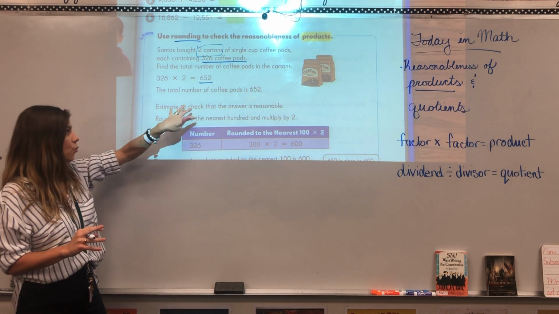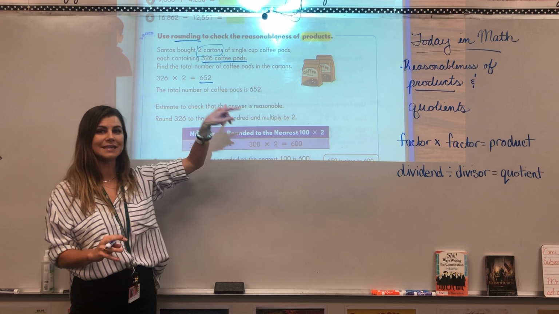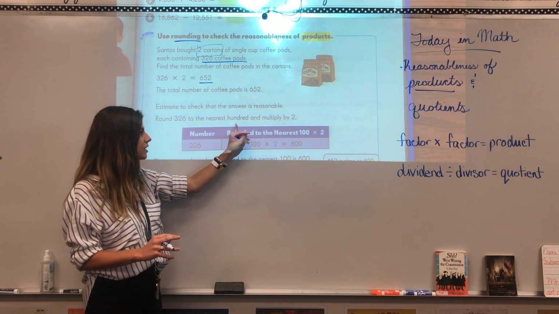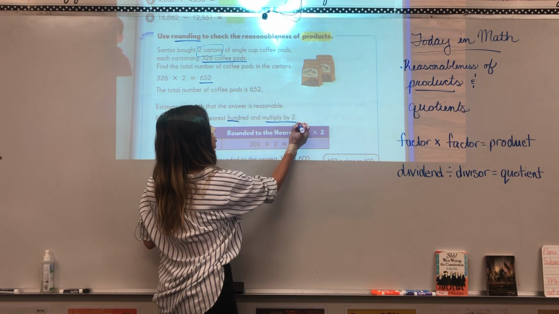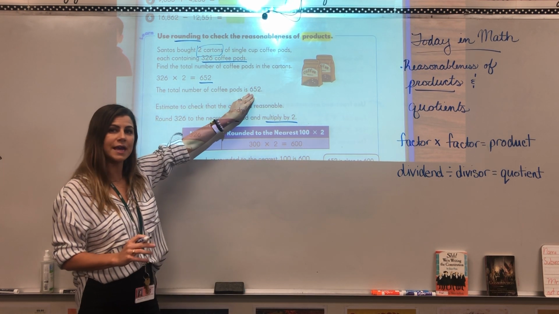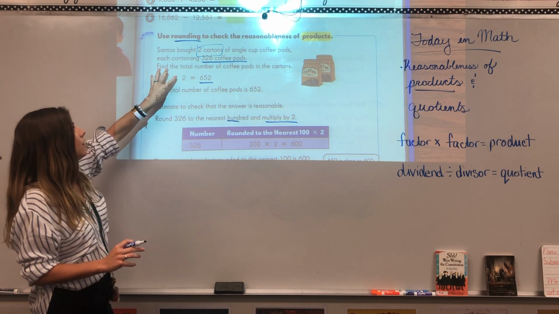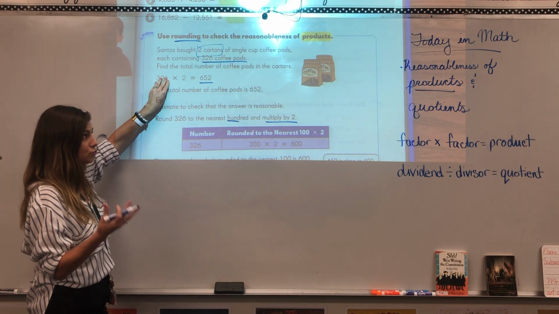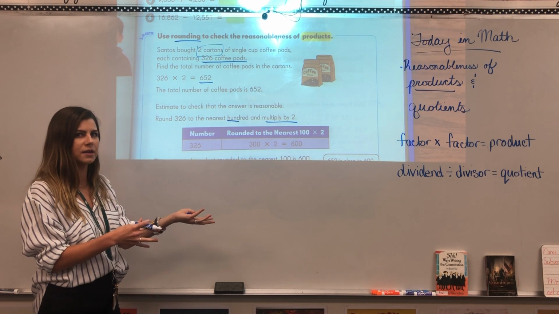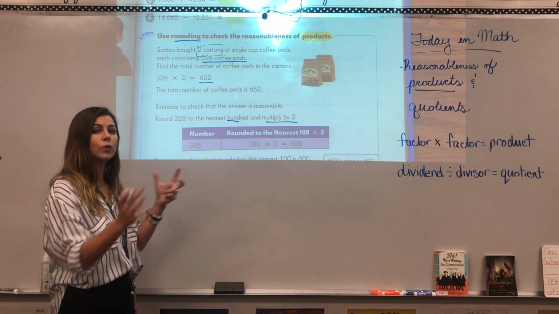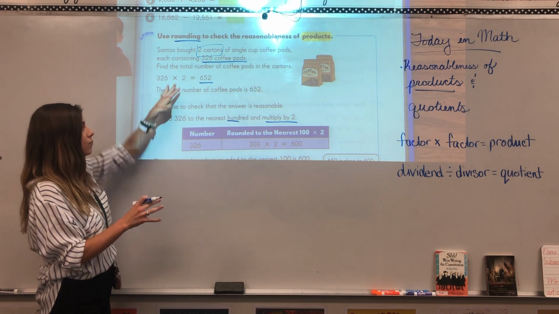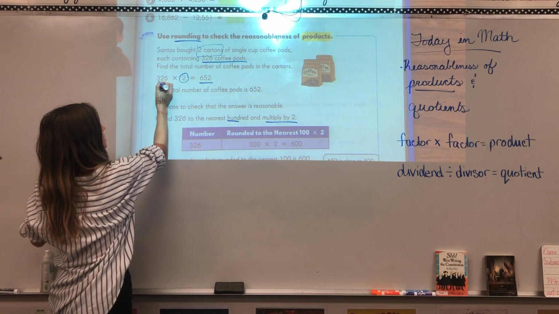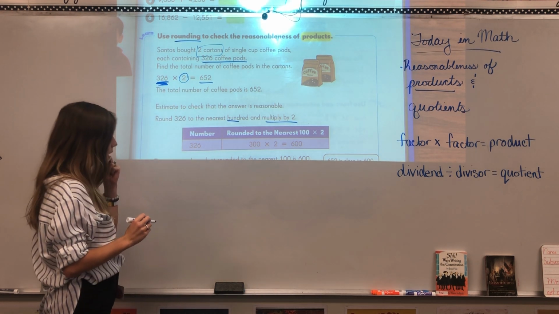Now, we need to estimate to check that our answer is reasonable. Round 326 to the nearest 100, and then multiply by 2. Now, do not round the answer. What you are rounding are the numbers in the problem, okay? If you round the answer, how is that checking if your answer is reasonable? It's just going to round the answer that you got. That's not checking your answer. You have to redo the problem and round the numbers in the problem. We don't need to round 2 because it's a simple number, so we're just going to round 326, okay?